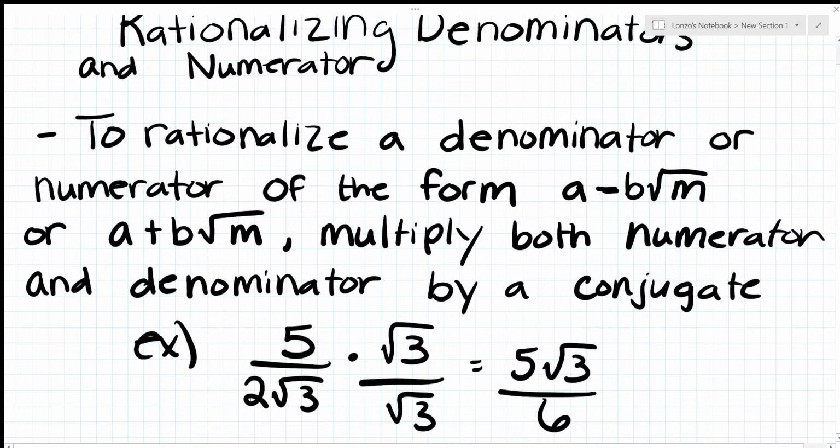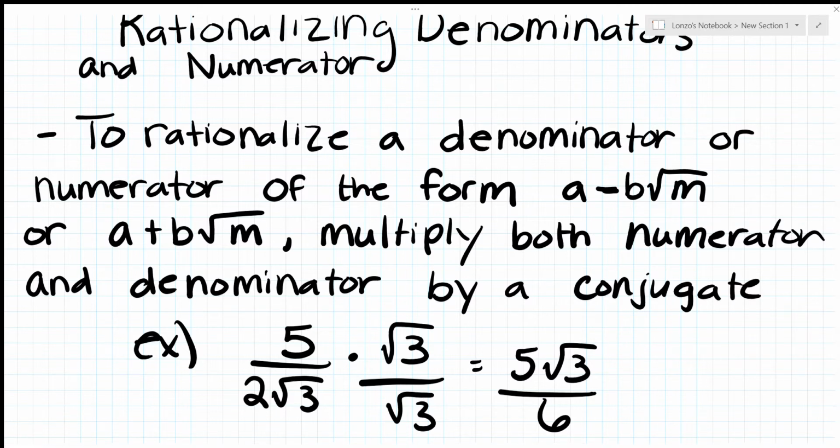So an example would be, let's say you wanted to rationalize 5 over 2 square root of 3. This is not in a plus b square root of m form, right? I just want to rationalize the denominator because I want to get rid of that square root of 3. So I'm going to multiply by square root of 3 on both sides, and that's how I get 5 square root of 3.